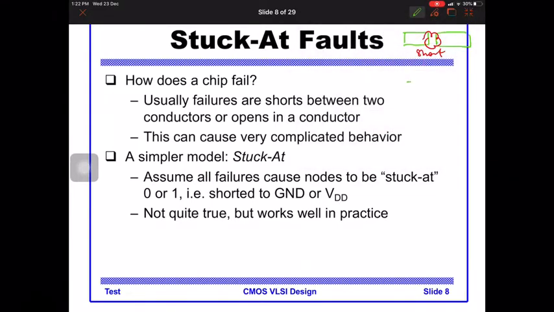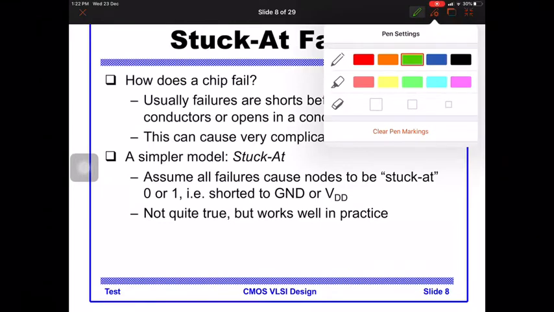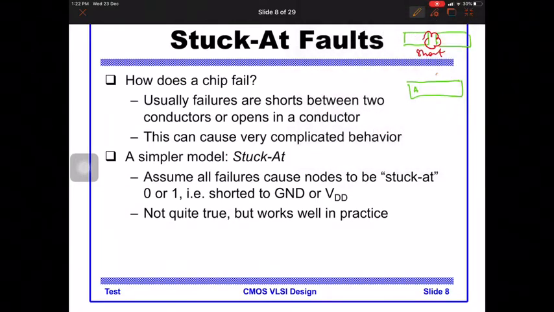and you can have an open, so where this is supposed to be a continuous line A, and then something happens, let's say there is a scratch or something, and this will create a break in between. So now this is not connected, this is broken. So this will be an open circuit, and this will be a short.